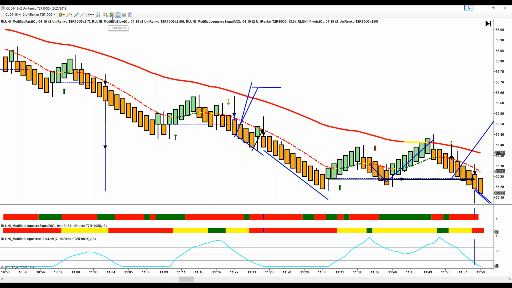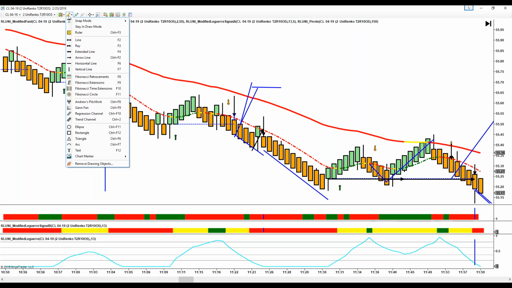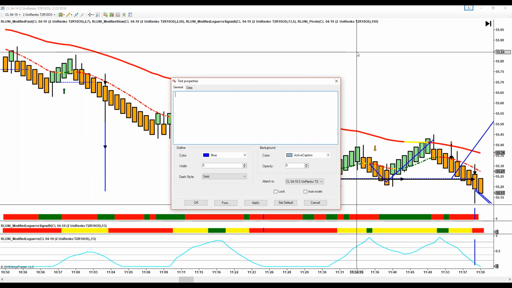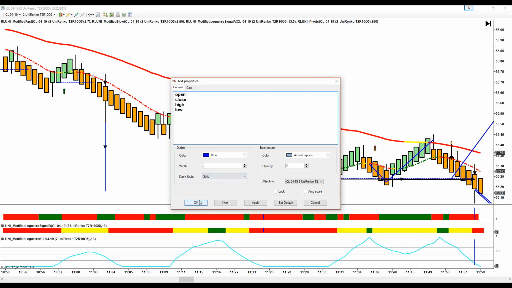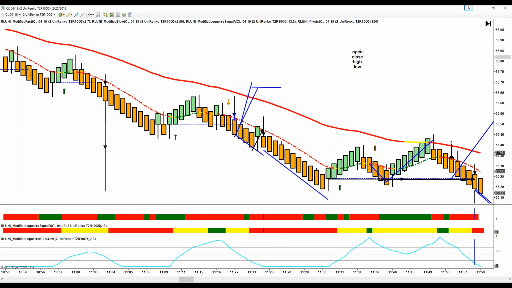In order for an oscillator to work, including the Laguerre, it doesn't make any difference what oscillator it is, you have to have four parameters: the open of the candle, the close, the high, and the low. If you don't have those four parameters, the oscillator cannot figure out momentum, because it's comparing the close with the low and the close with the high on the differing moves. You don't need a wick on every candle, but you need wicks in order for the oscillator to function.